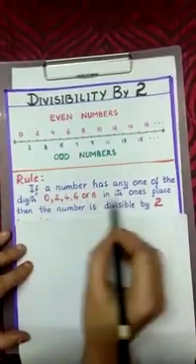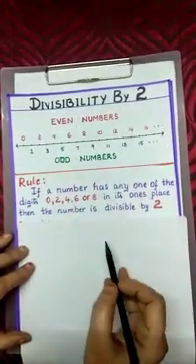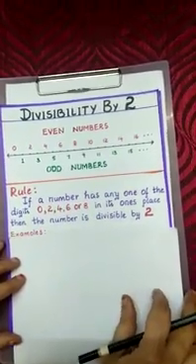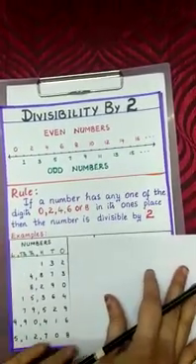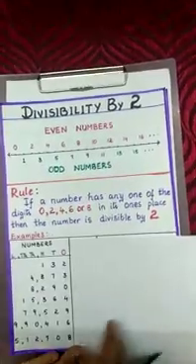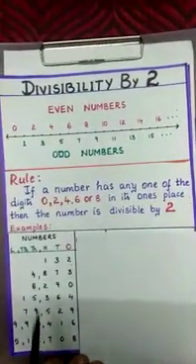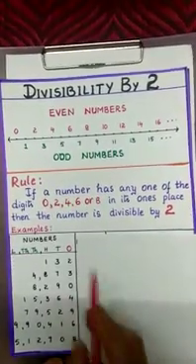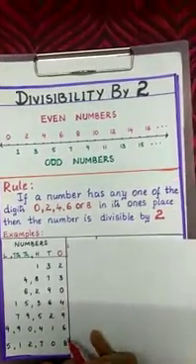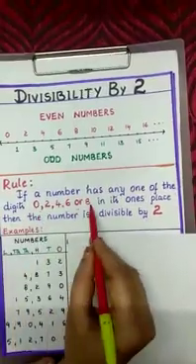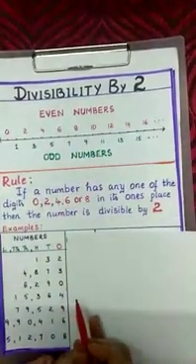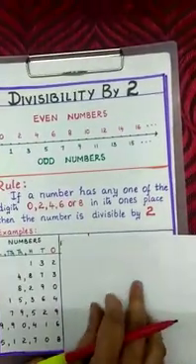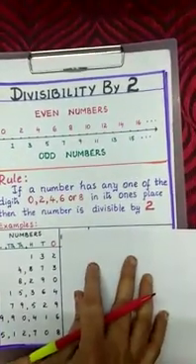If these digits are in the ones place, those are even numbers. It means that all even numbers are divisible by 2. Let us consider some examples here. Here you have some numbers. Now how can we check whether these numbers are divisible by 2 or not? For that, first we have to observe the digit in the ones place. In the ones place, if you find these digits, those are even numbers which are divisible by 2. Other than these digits, those are odd numbers which are not divisible by 2.